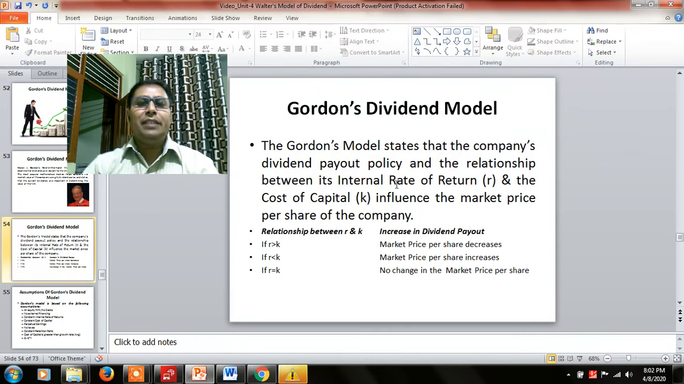Gordon's dividend model is basically based on three stages. Stage first is if the company or the business is growing. Second is if the business is stable, or the return on investment is equal to the cost of capital. And third and last is declining, I mean the internal rate of return from the business is less than the cost of capital.